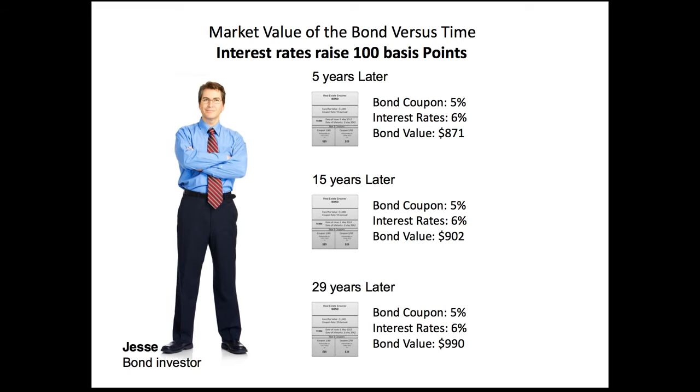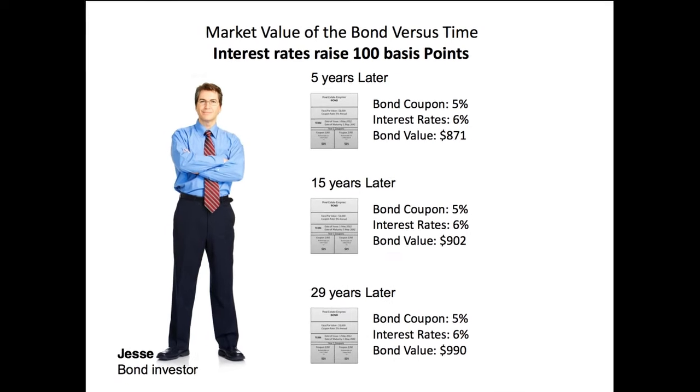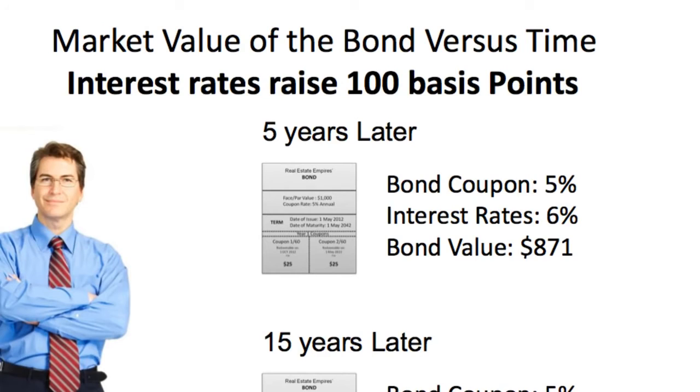Let's assume that Jesse bought this bond on day 1 of the issue, which was 1 May 2012. Now we're going to warp ourselves 5 years later, and we're going to move interest rates from when Jesse initially purchased the bond. When Jesse purchased the bond, interest rates were around 5%, and that's what he bought his bond for. But now, 5 years later, interest rates are up at 6%, which is a lot better if he would be buying new bonds because he'd be getting 6% as opposed to 5%.